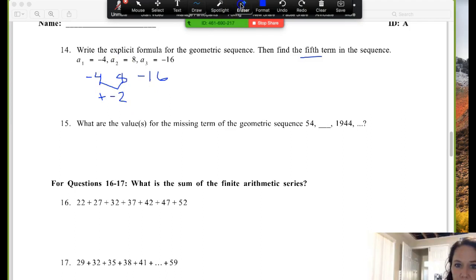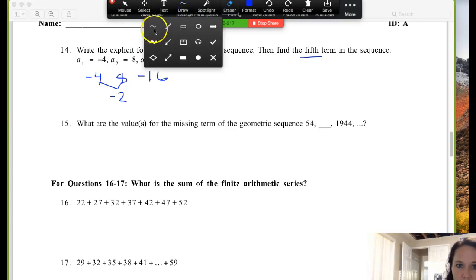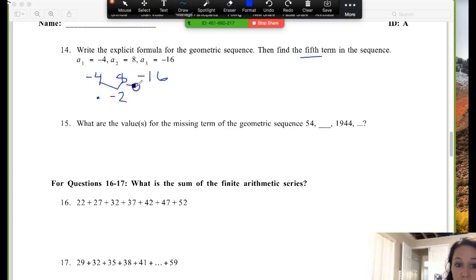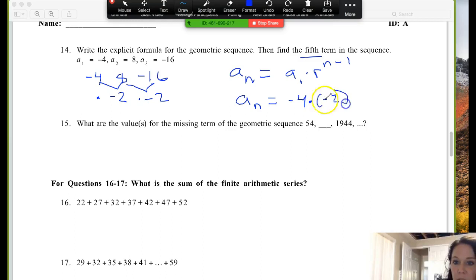Multiplied by -2, that looks like a plus. Sorry. Let's erase. Times by -2, and then to get from here to here, I would times by -2. So remember, the explicit formula for geometric is any term is your first term times your common ratio to the n minus 1 power. So any term is going to be my first term, which is -4, times my ratio, which happens to be -2, and I'm going to put it in parentheses so you know that whole thing is in parentheses, to the n minus 1 power. So there is my explicit formula.